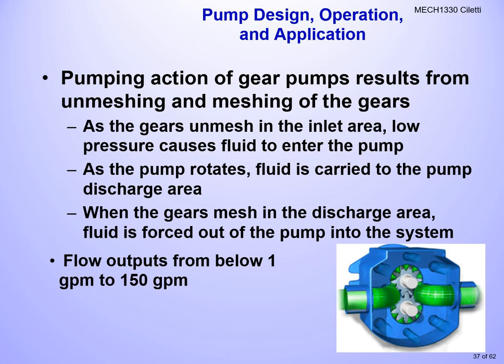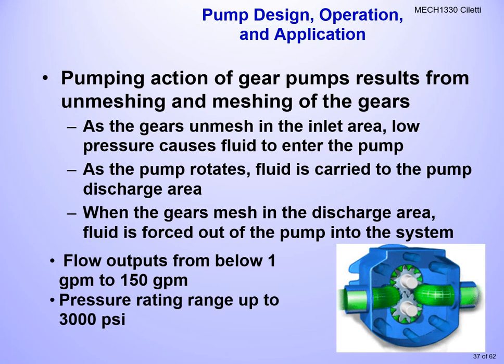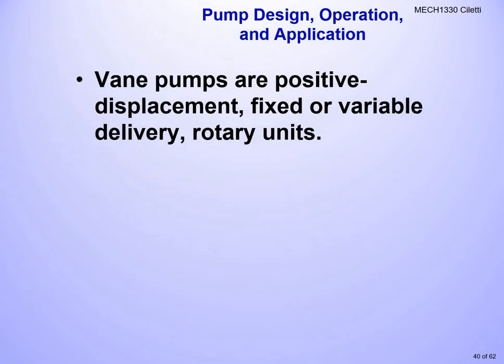So we use gear pumps when we want outputs from below 1 gallon per minute, so something slow, up to 150 gallons per minute. So that's kind of where we vary when we choose gear pumps for our system, and any type of pressure rating up to 3,000 psi.